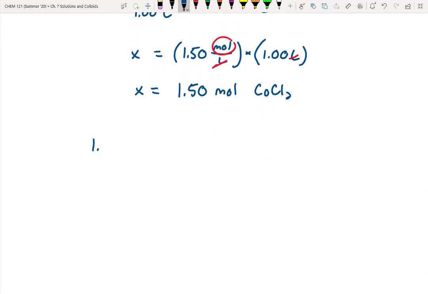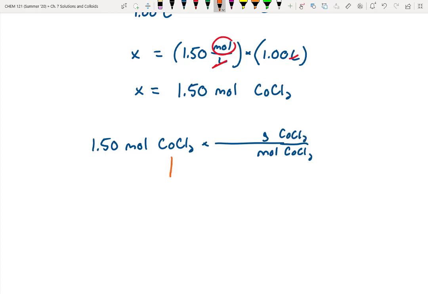Okay, and that leads us to our next step. If we have 1.50 moles of COCl2, and we need to figure out grams because we can't measure things out in moles in the lab, we need to get rid of this moles unit. And we need to get our grams unit. All right, so now the question is, how do we do this? Well, we know that 1 mole of COCl2 would be the mass of 1 cobalt atom plus 2 chlorine atoms, which in this case is going to be 129.9 grams.